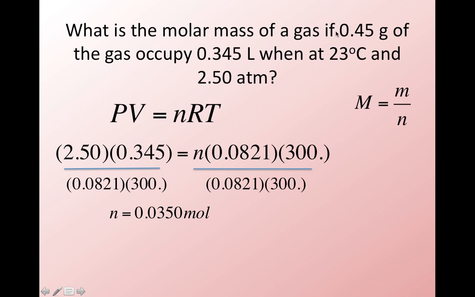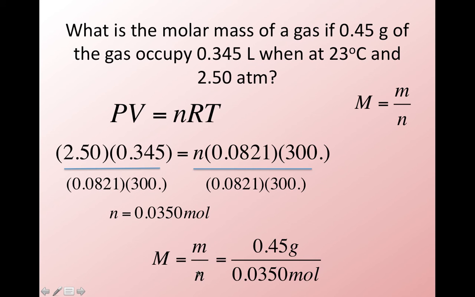Okay, so we got our moles. And like we said before, we have a mass. So if we're looking for our molar mass, mass over our number of moles, 0.45 grams was given to us over the 0.0350 moles that we just found. We're going to have 2 sig figs, because that 0.45 grams is 2 sig figs. And that would give us, when we calculate it out, 13 grams per mole. Not too bad, I don't think. So that's our ideal gas law and molar mass together.